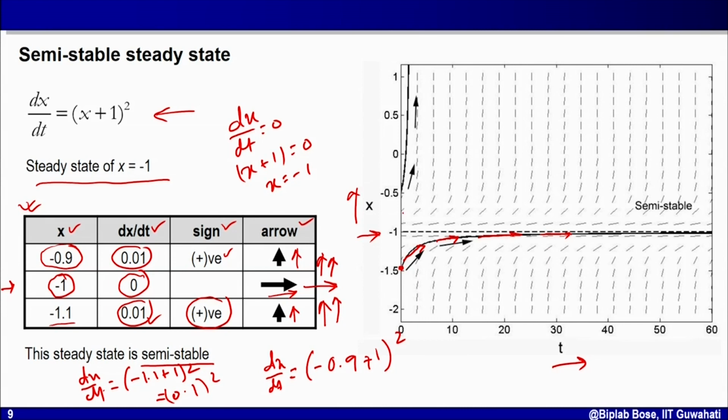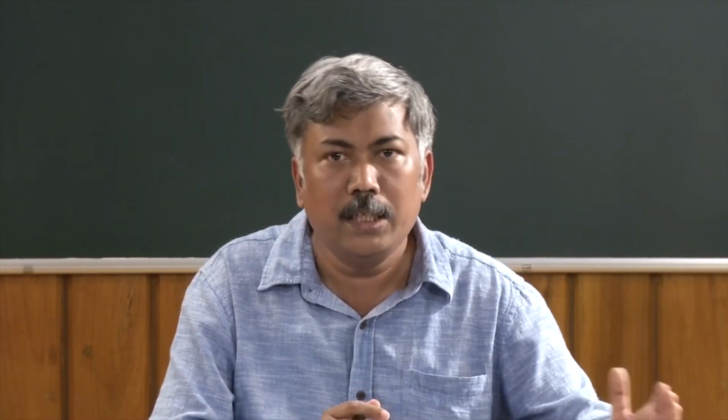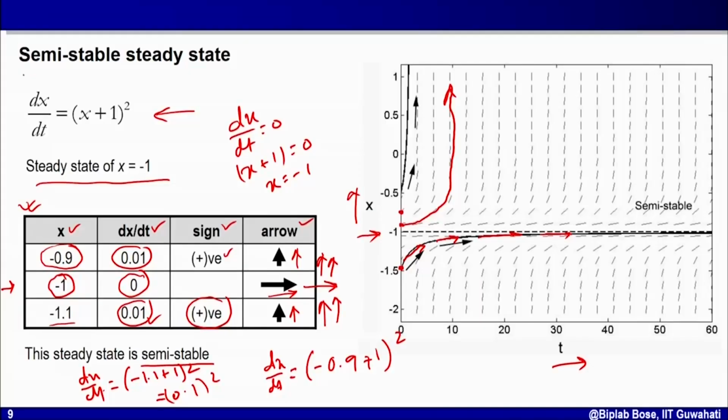But if you start at a slightly higher value, say somewhere here, then you will move along these and go away. So if I start from the lower value, I collapse at the steady state. If I start from a higher value, I move away from it. So from one side, it has stable type behavior. From the other side, it has an unstable behavior. That's why this is called a semi-stable steady state.